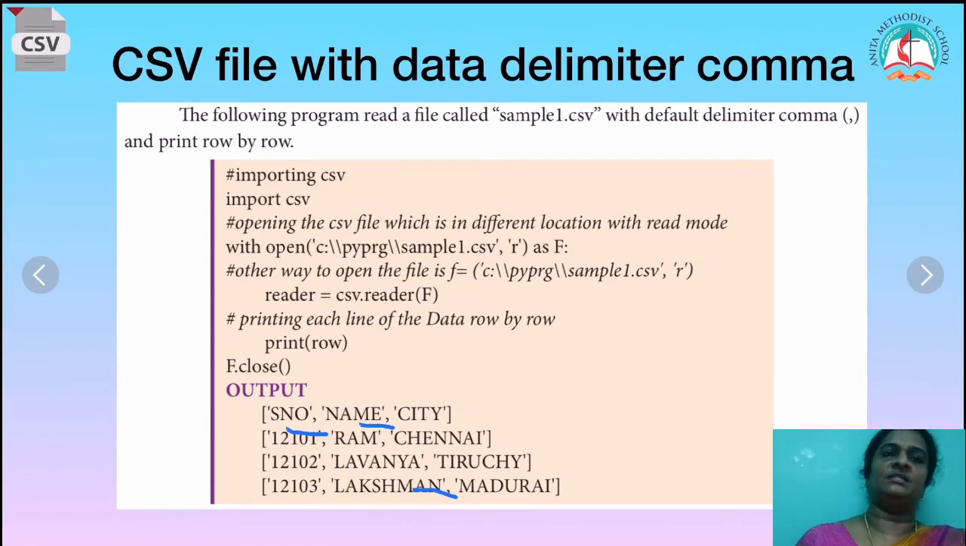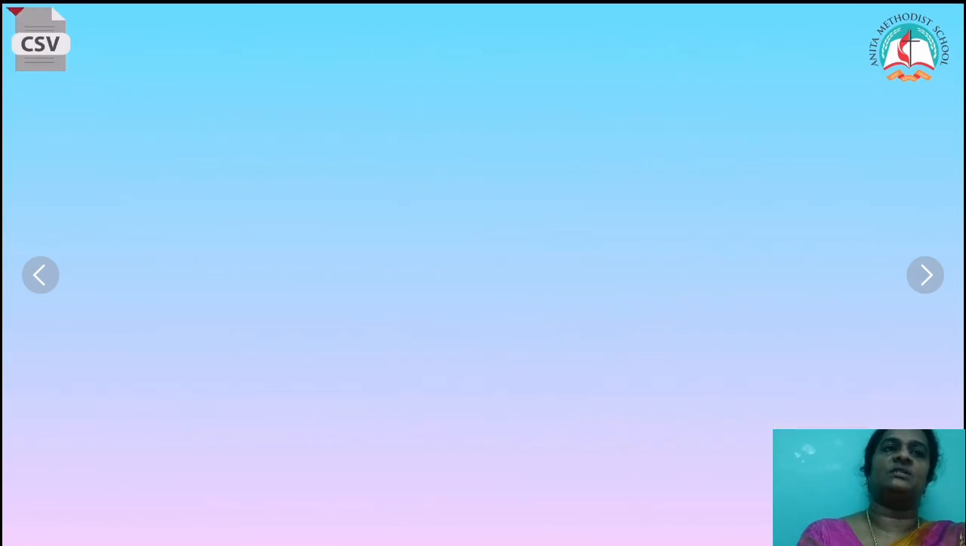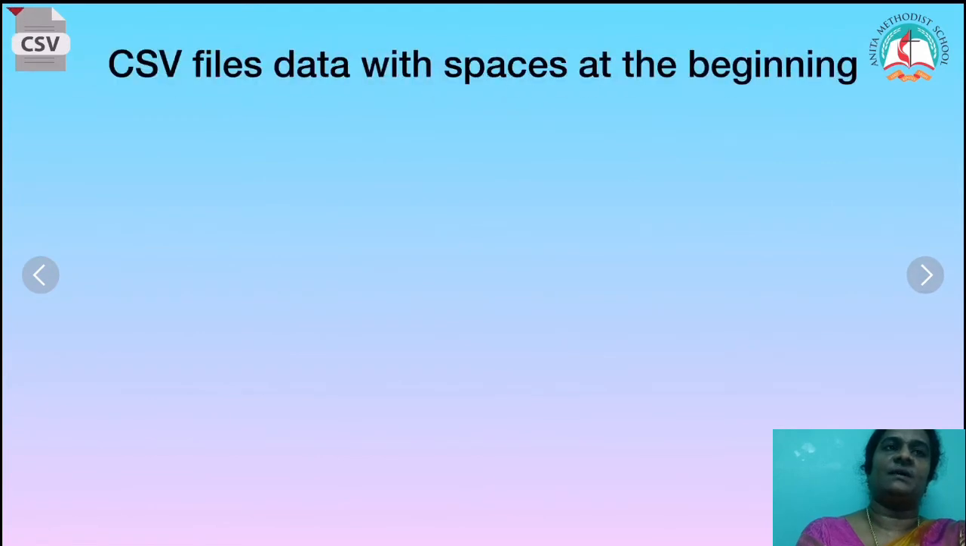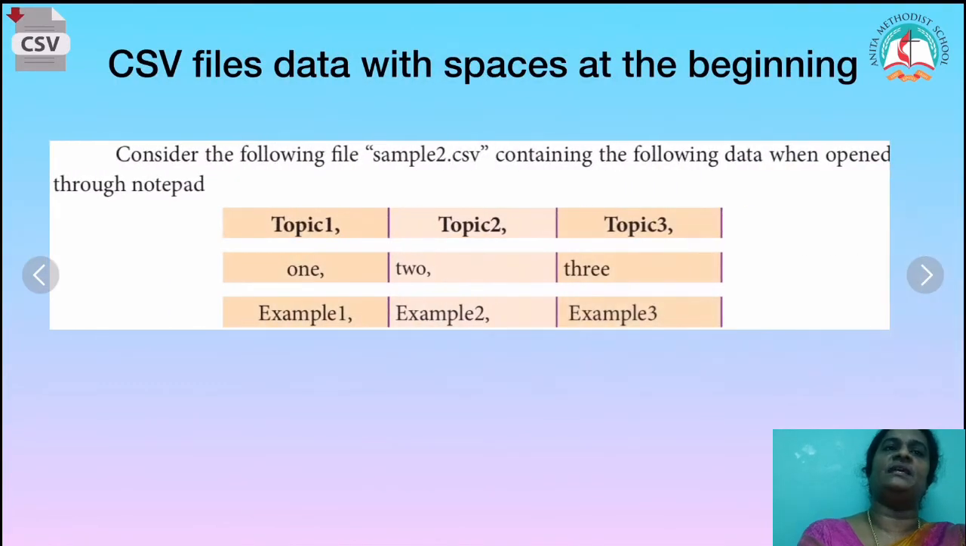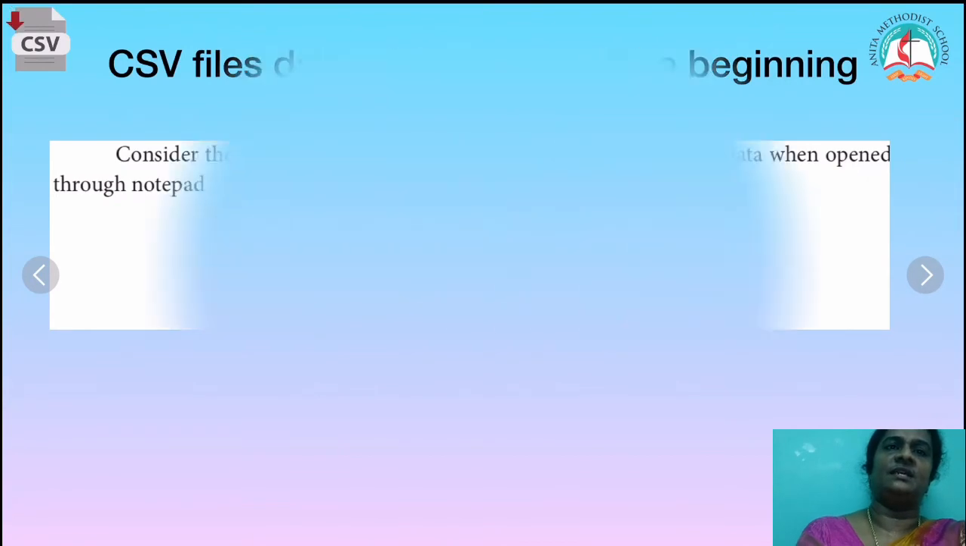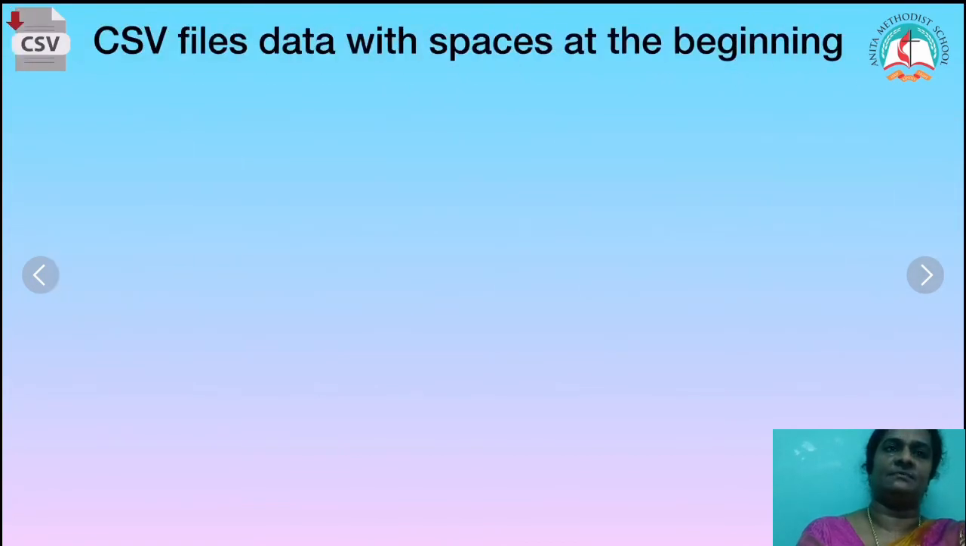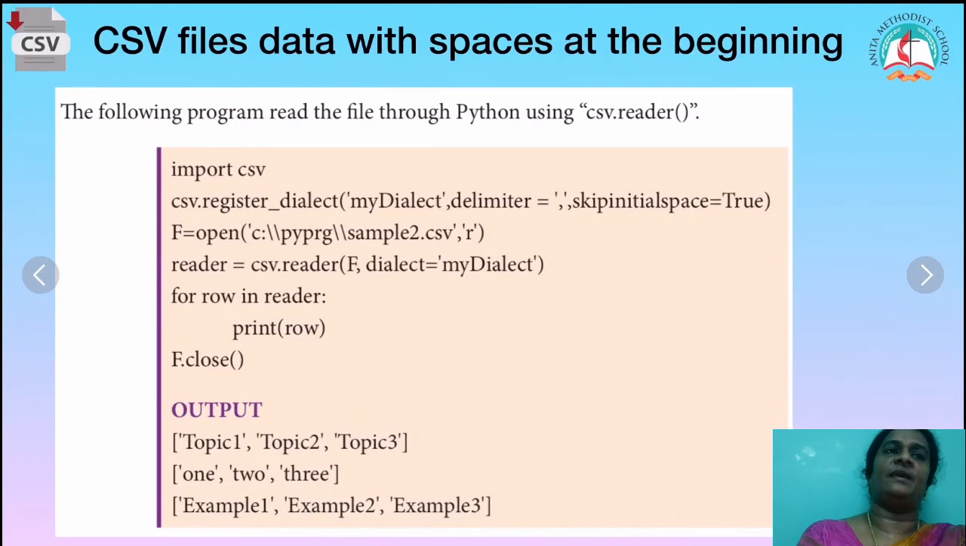Okay. So next to that, we are going to see the next concept. We saw an example of delimiter comma. Now spaces at the beginning. How are we going to leave the spaces at the beginning? So topic 1, topic 2, topic 3 is given here. This is how the example is laid out. See, you have a comma at the end. And now we are going to see how to leave the spaces. Spaces at the beginning.